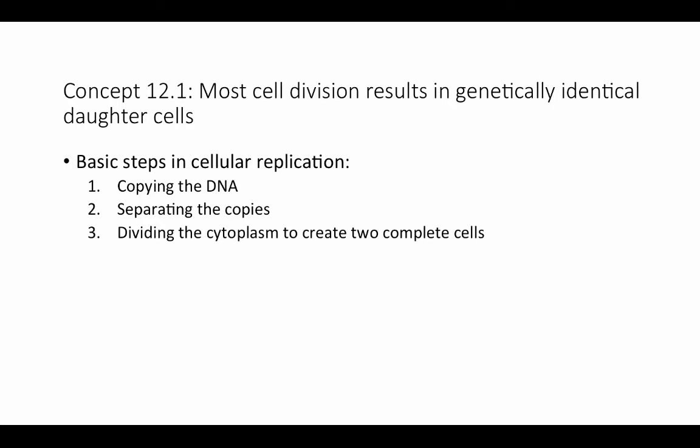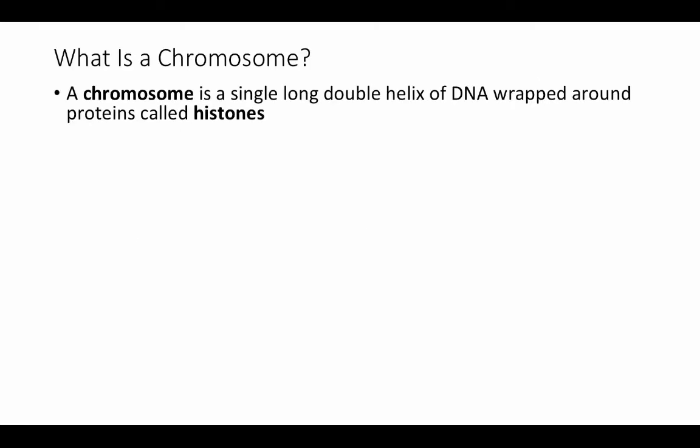So the basic steps in cellular replication is first copying the DNA. You need to have two identical copies of all of the DNA. Those two copies have to be separated from each other in such a way that each of the daughter cells gets one copy of each chromosome. And then the cytoplasm needs to divide to create two complete cells. So first let's look at what is the stuff involved here. So first of all, what is a chromosome?